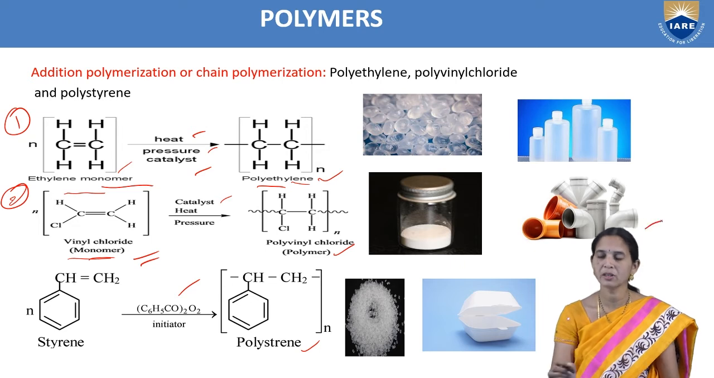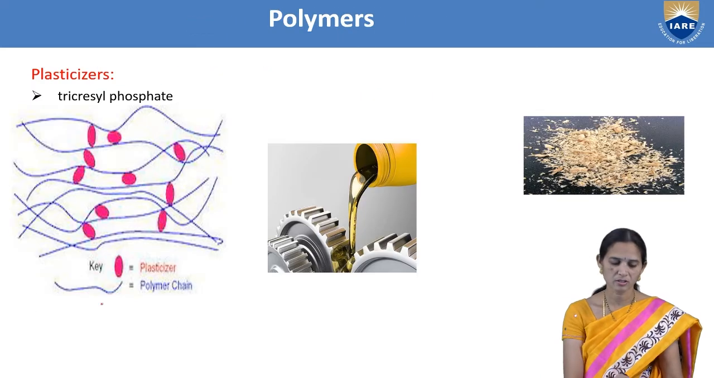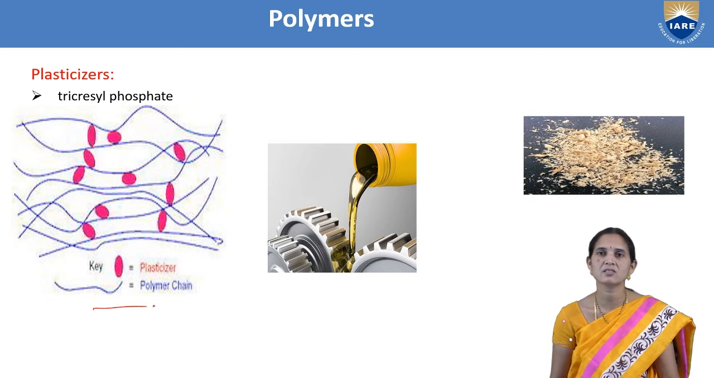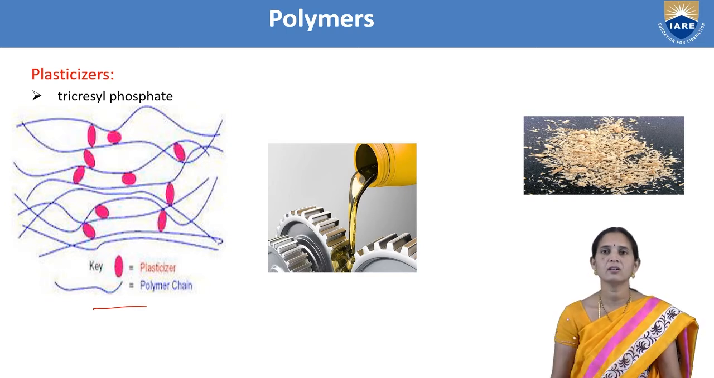So here we are making rubber. We are making pipes by using polyvinyl chloride. This is the process of plasticizers. We add tricresyl phosphate as a plasticizer, where it neutralizes the polymer chains. Here you can see the plasticizer molecules in between the polymer chains, increasing the flexibility and plasticity.